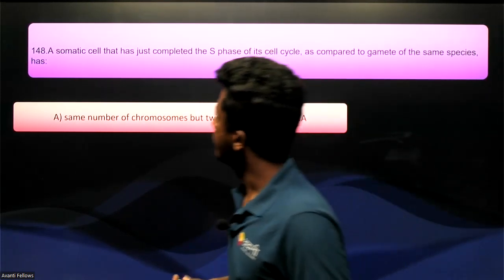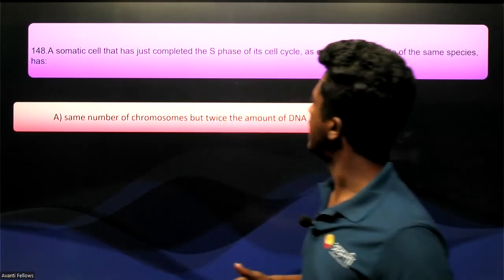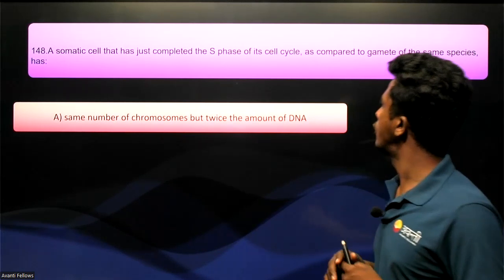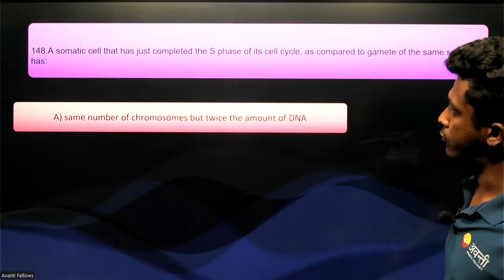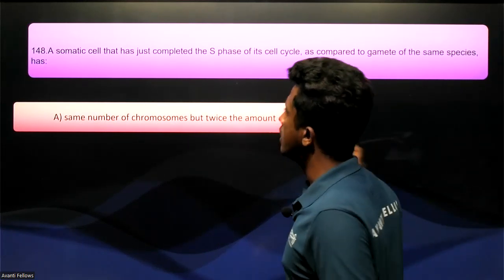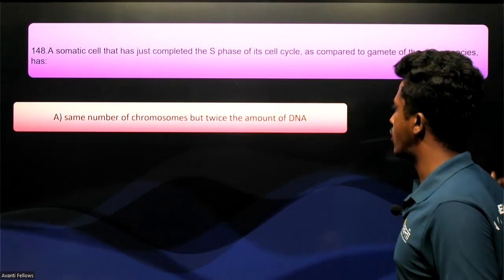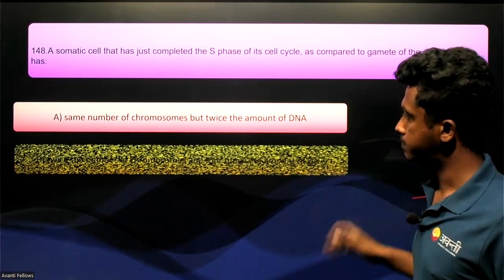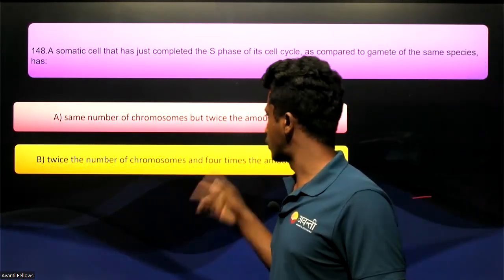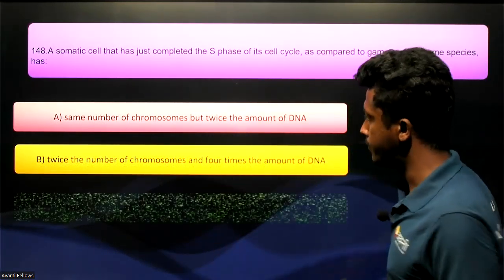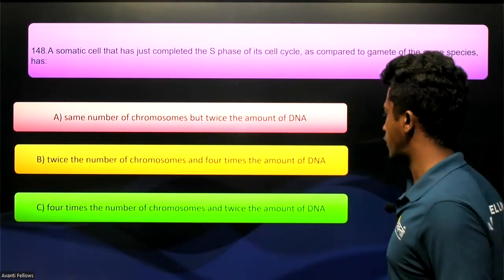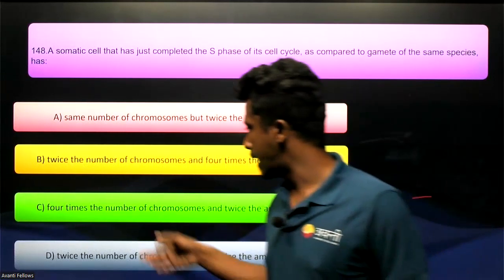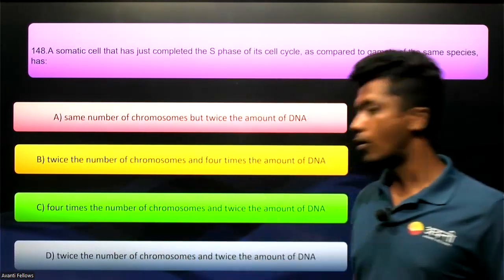So question is 148: a somatic cell that has just completed the S phase of its cell cycle, as compared to the gamete of the same species, has: same number of chromosomes but twice the amount of DNA; twice the number of chromosomes and 4 times the number of DNA; 4 times the number of chromosomes and twice the number of DNA; and finally, twice the number of chromosomes and twice the amount of DNA.